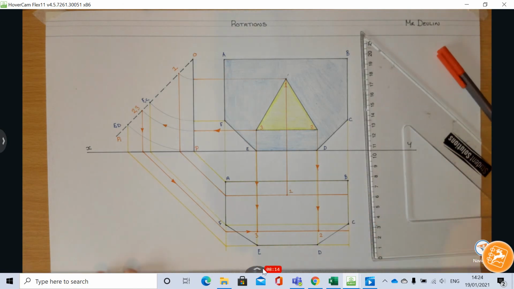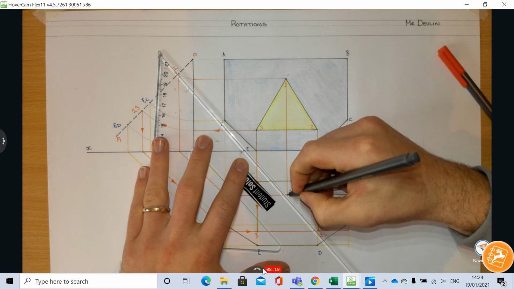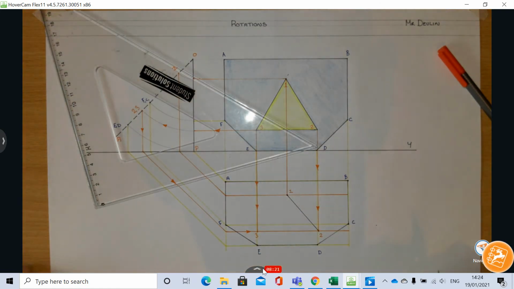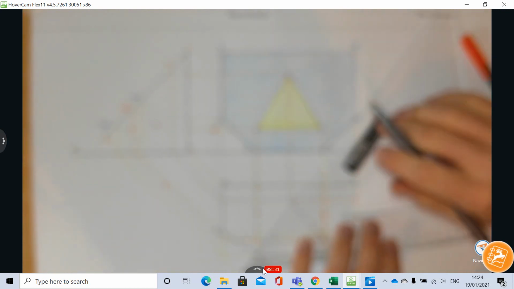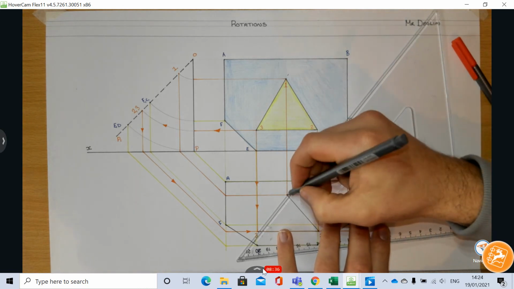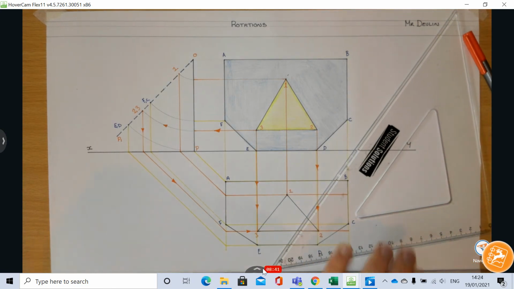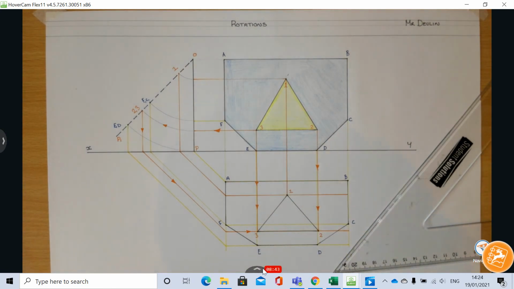Okay, and now to finish off my drawing, what I can do is join the dots. Join 1 to 2. Okay, I can go 2 to 3, and then we know that 3 joins back to 1 as well. So I can join now 1 back to 3, or 3 back to 1. Now I have a completed plan of my rotated view. Okay.